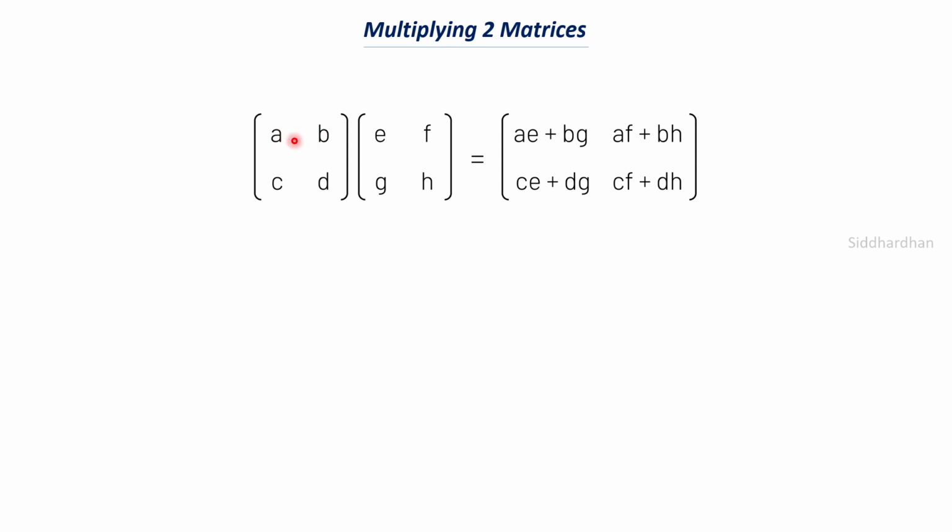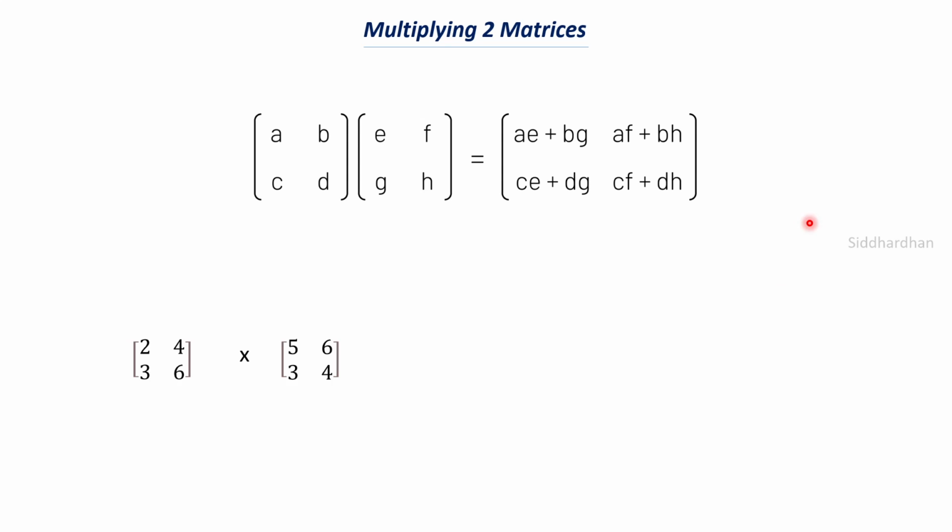So we need to take the first row and first column for the first value, and for the second value we need to take the first row and second column. Similarly, we take this particular row and this particular column for this value, and the C and D row with the F and H column for the last value. So this is the general notation of how we multiply 2 cross 2 matrices.